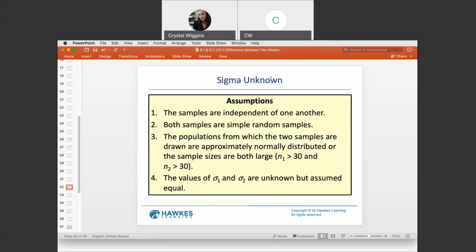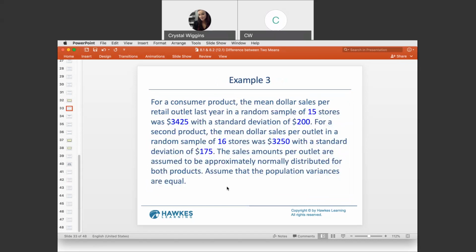Now let's discuss, and really we're revisiting this with sigma unknown. Our difference would be that we'd be using a t-test statistic and not a z. So we're still talking about samples that are independent. They're simply random sampled. The population either is normally distributed or the sample sizes are large enough. But this time we will not be given the population standard deviations. We will only have the calculated sample standard deviations. So let's take a look at this example.